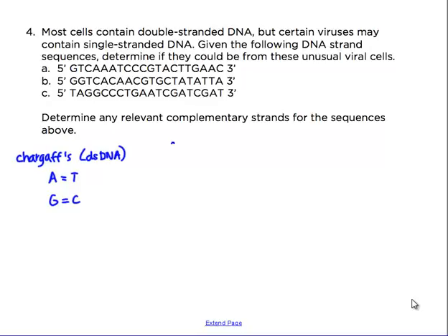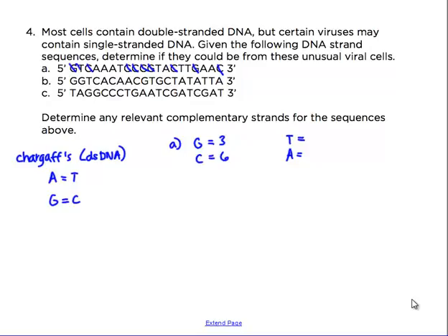So for A, let's go through and count the number of G's. So we have 1 G, 2, 3. So we have 3 G's. Now how many C's? 1, 2, 3, 4, 5, 6. So again, we're seeing right away that 3 and 6 don't equal each other. So they're not really obeying Chargaff's rules, but let's go through and count the others just in case.